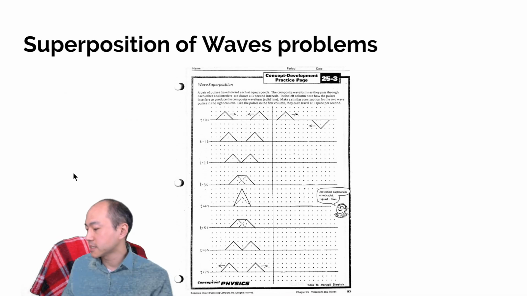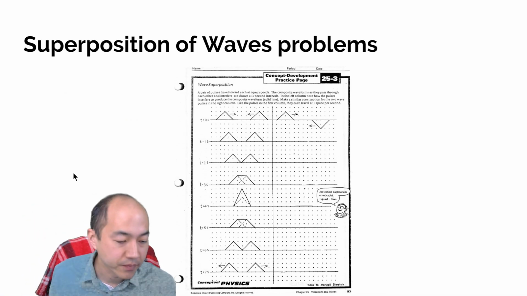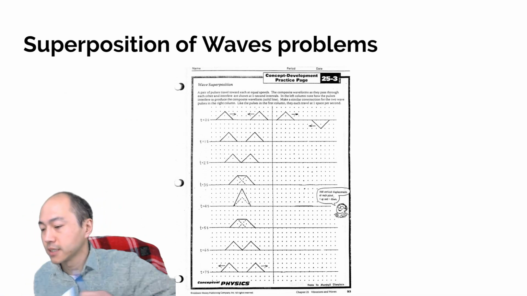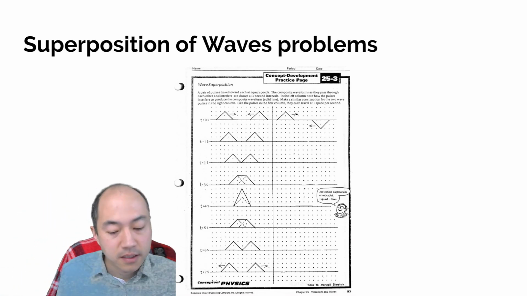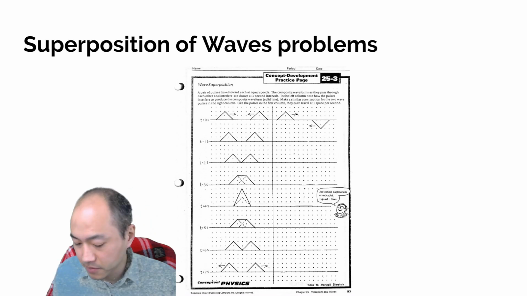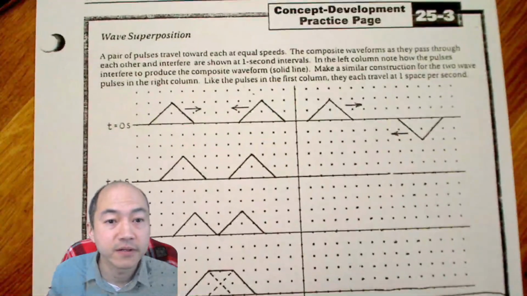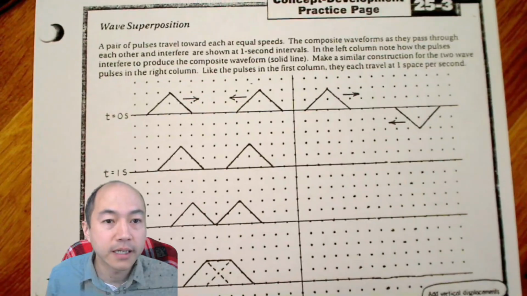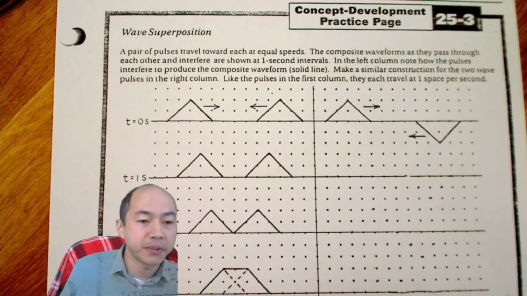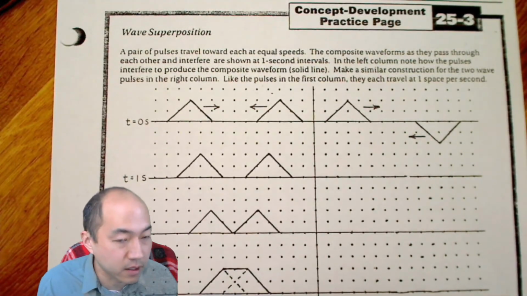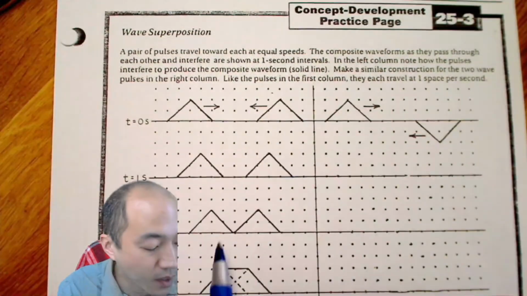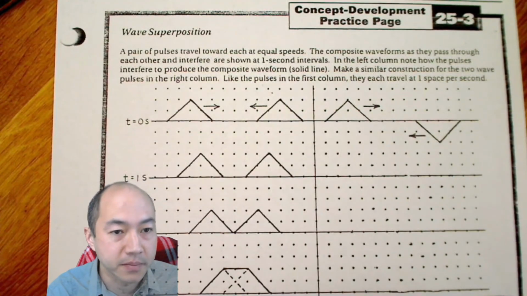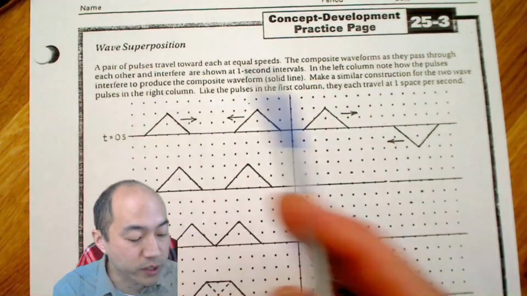So let's take a look at some problems that you will be doing for homework today. So this is the superposition wave problems. These have been PDF'd for you and are going to be posted on Classroom. On the left-hand side is basically an example of superposition of two waves. So we'll just read this together here.